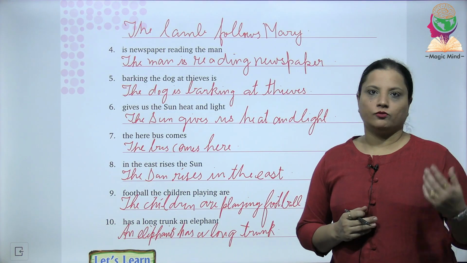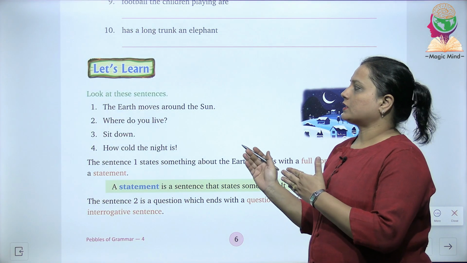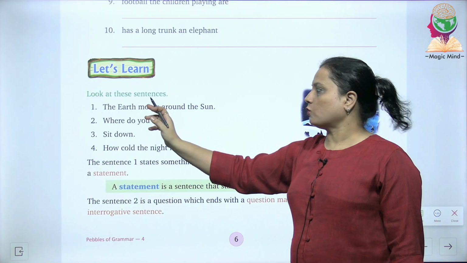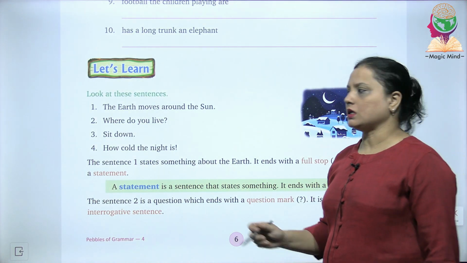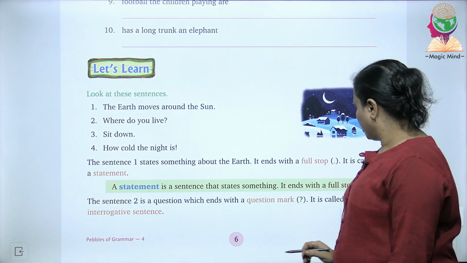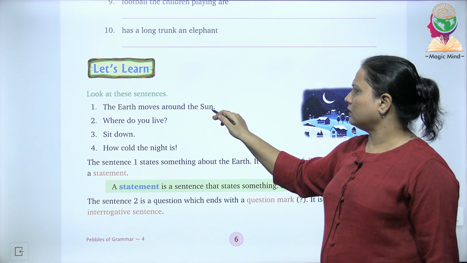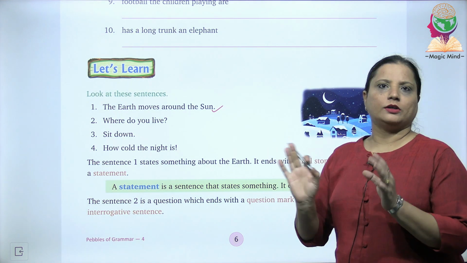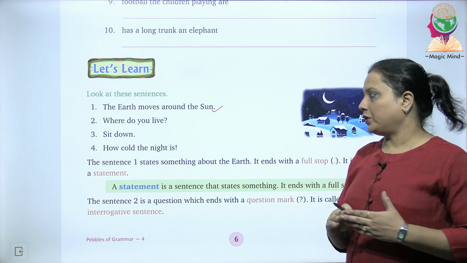Now let's move forward. Now the book says that we have to look at these sentences and quickly read them. The first sentence says the earth moves around the sun. So where does the earth move? It moves around the sun. And they are declaring that the earth moves around the sun. You cannot change the statement. You cannot say that the sun moves around the earth.